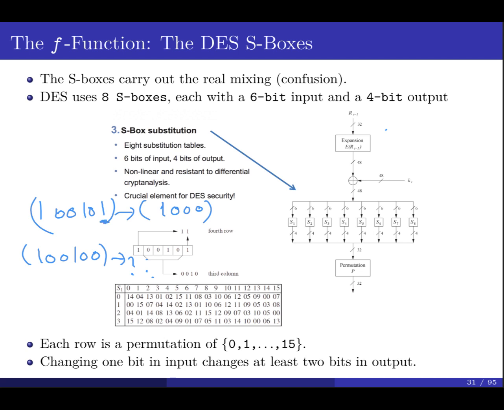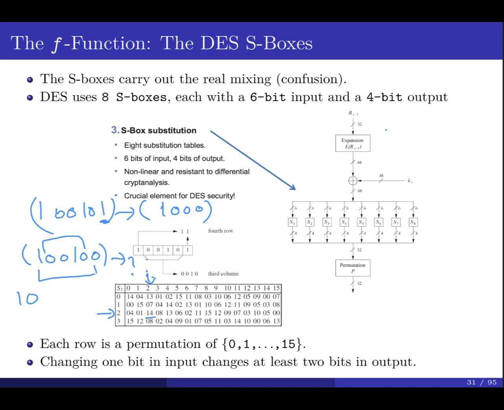If you change 1 bit, you see the first and the last bits. So you have 10. 10 is going to be 2. That means you have to check row number 2, and the rest is going to be column number 2. That's again, right? What is the result going to be here?